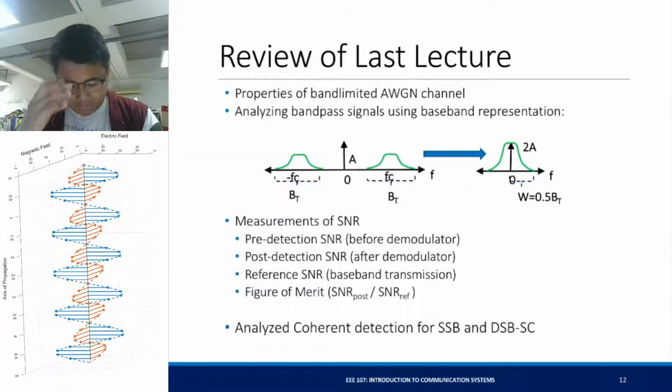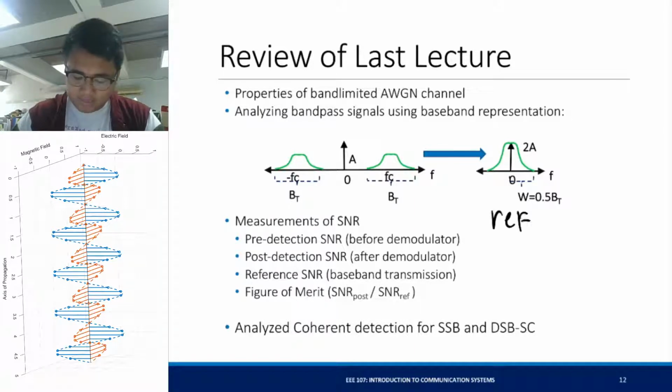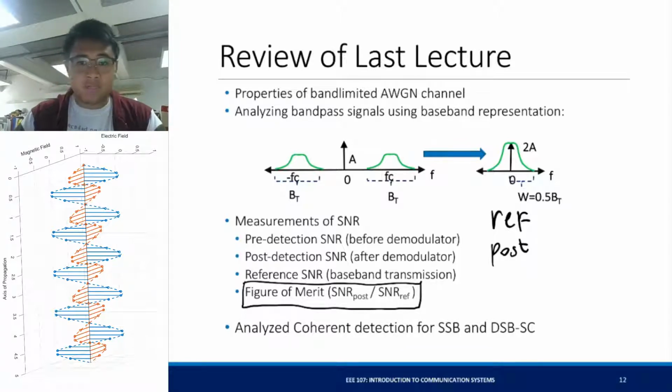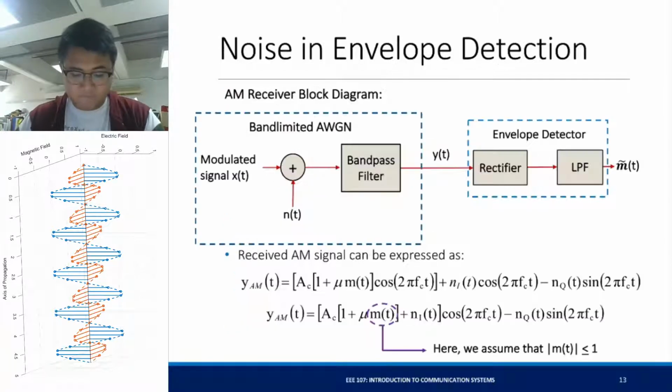So the last lecture, we talked about how to evaluate the different modulation schemes. Evaluating them, we need to have a reference SNR and your post-detection SNR. With that, you can use the figure of merit to compare the performance of your different modulation schemes. And we analyzed the coherent detection for both SSB and DSB-SC and found out that they have the same performance against noise. Now, let's look at envelope detection.